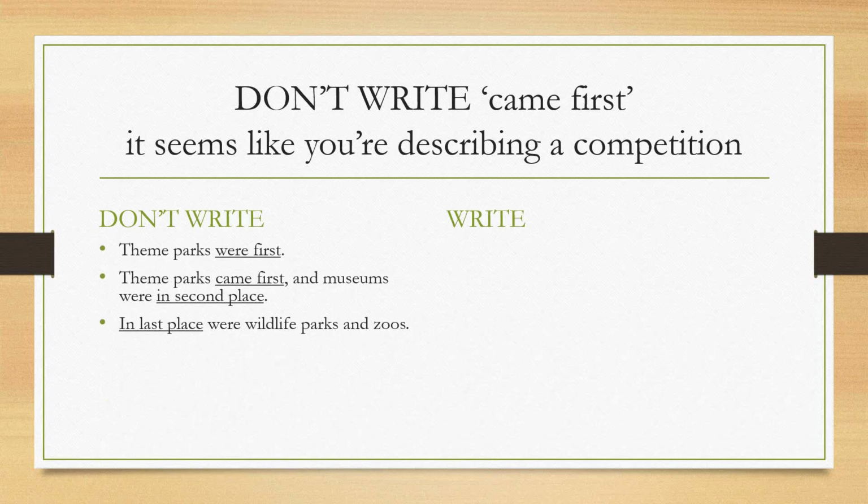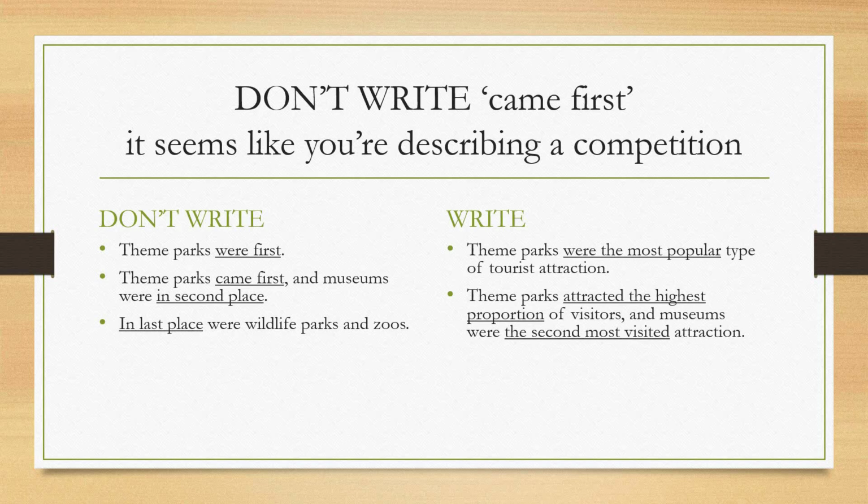And the next tip is don't write first, and then second, and next one. It seems like you're describing a competition. Check this one. If you write theme parks were first and museums were in second place, in last place were wildlife parks and zoos, don't you think it's like a competition? Compare it with this one.